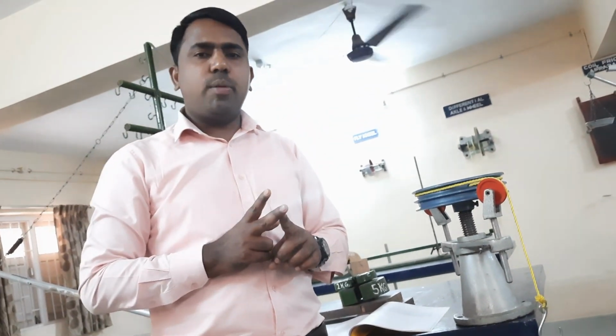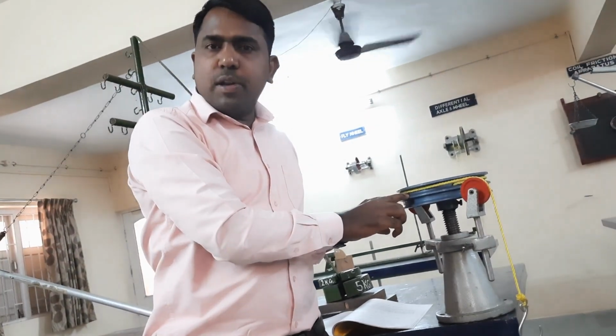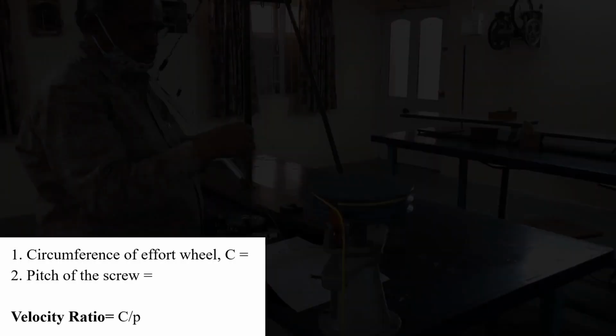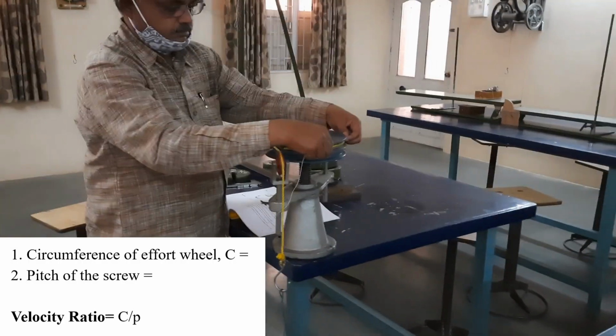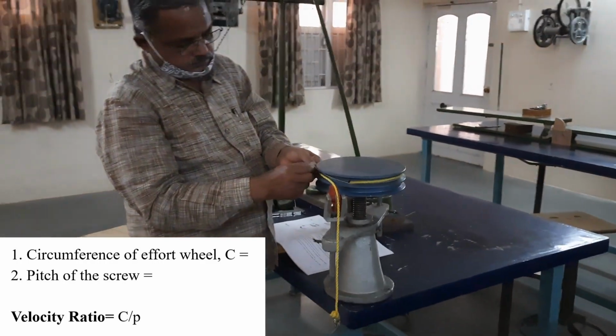There are two observations to take before starting the experiment. One is the circumference of this tapered wheel, and the second one is the pitch of the screw. Now we will measure the circumference of the tapered wheel with the help of this thread.